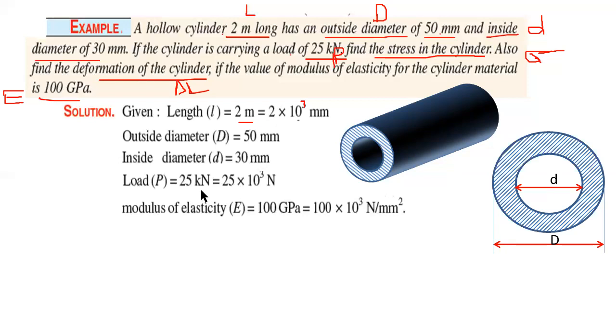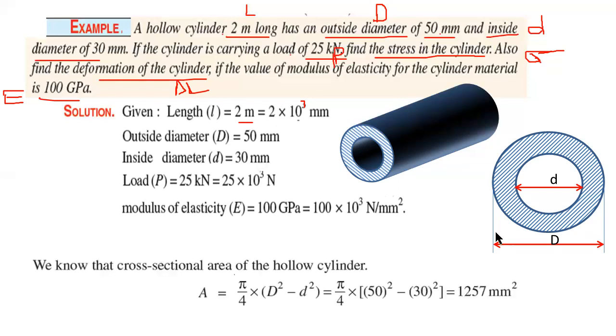So you have to convert this kilonewton into newtons. 1 kilonewton equal to 1000, so 25,000 newtons. And the modulus of elasticity equal to 100 GPa. 1 GPa equal to 10 power 9 Newton per meter square or 10 power 3 Newton per mm square. Okay, so this is the value of Young's modulus. These five are the given values. By using these five values, you have to find the value of change in length delta L and stress, sigma and delta L.